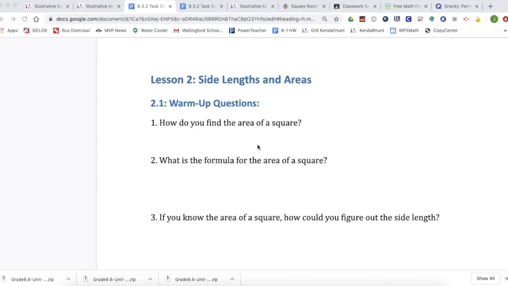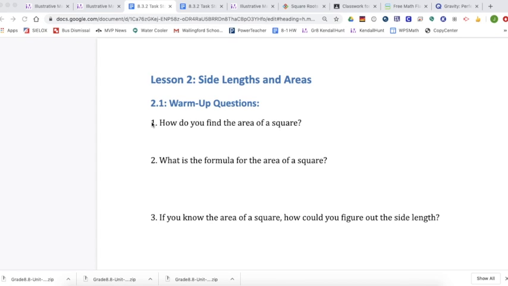All right, good morning. Today we are going to look at more squares and side lengths and area for that. I want to come back to those squares flashcards we talked about a little while ago. Started doing a little bit last week or the week before even. So we're going to start off with a few warm-up questions.